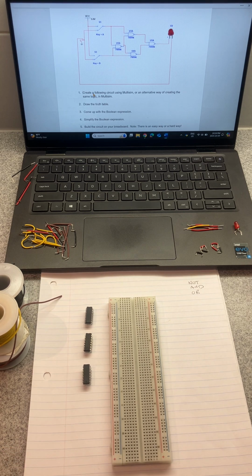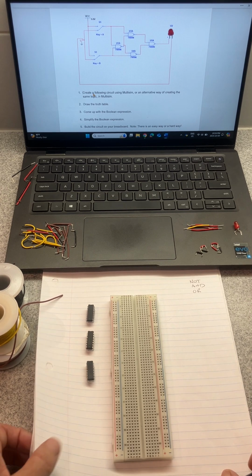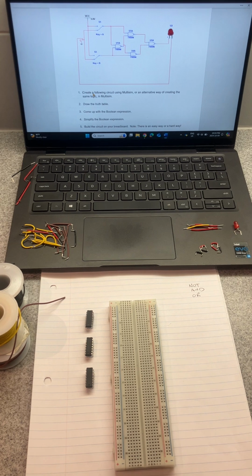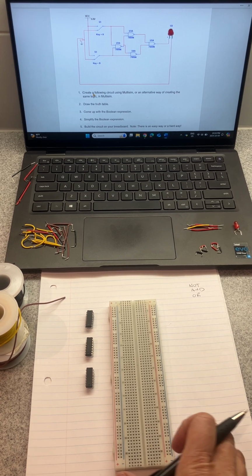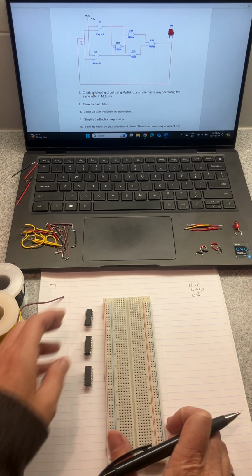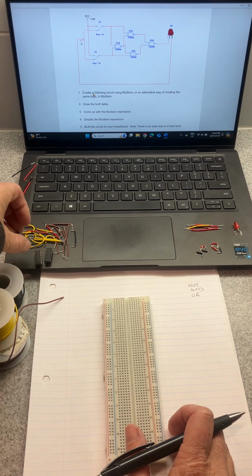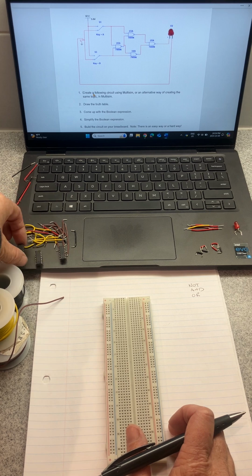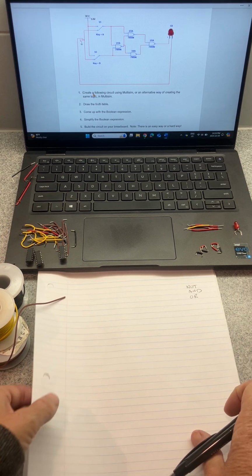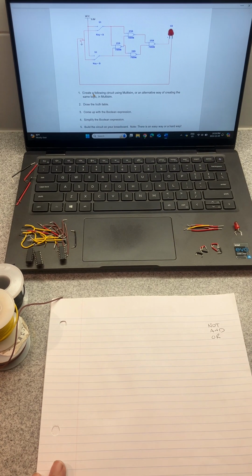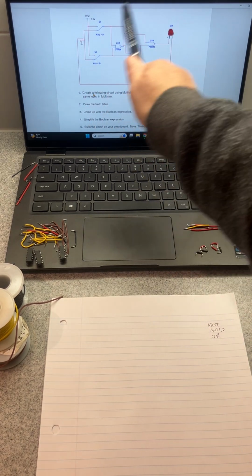Well, we're going to use our Boolean algebra, and we're going to look at the relationship between the inputs and the outputs in a Boolean algebra way. So let's take a look and write this as a Boolean expression. The first step would be to write this as a Boolean expression.